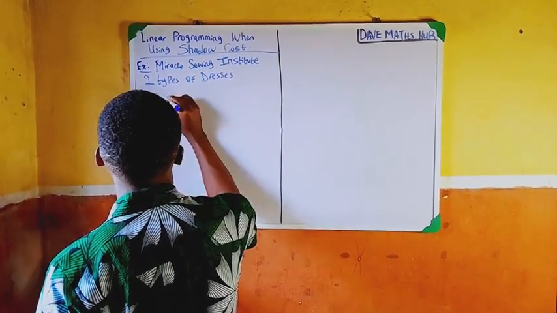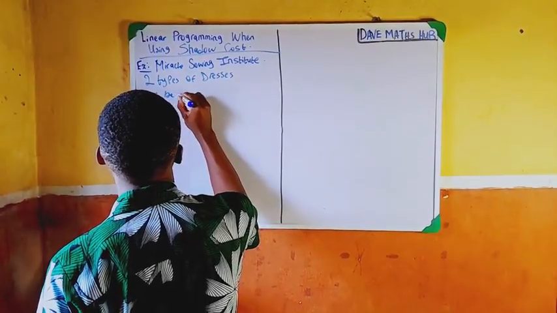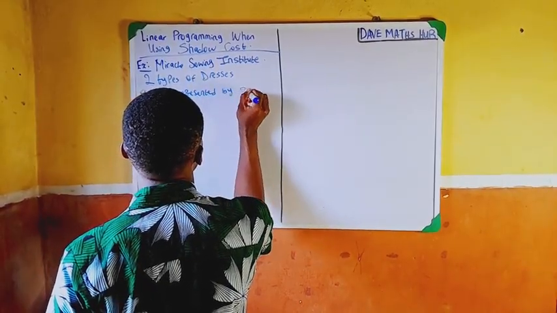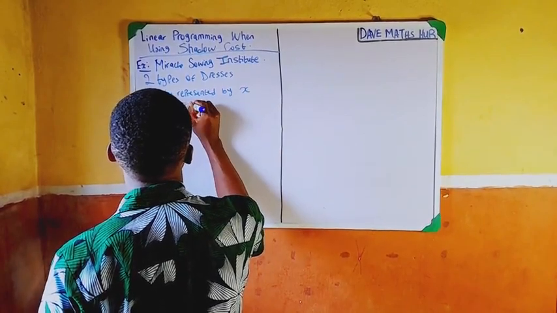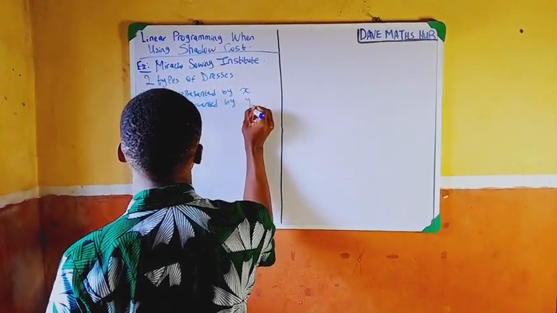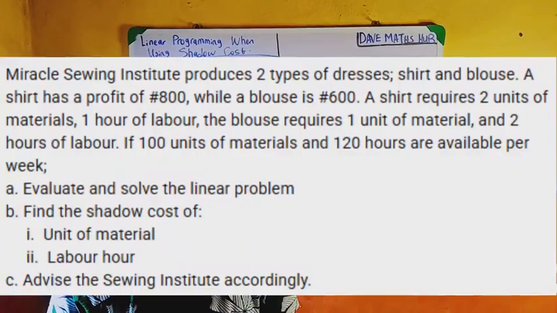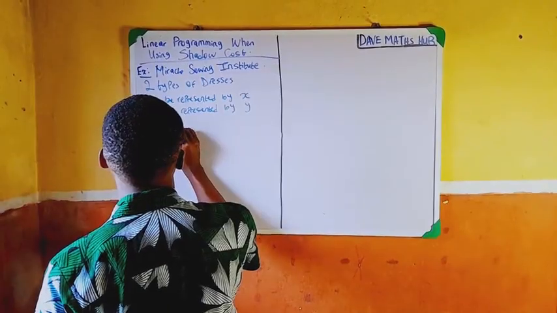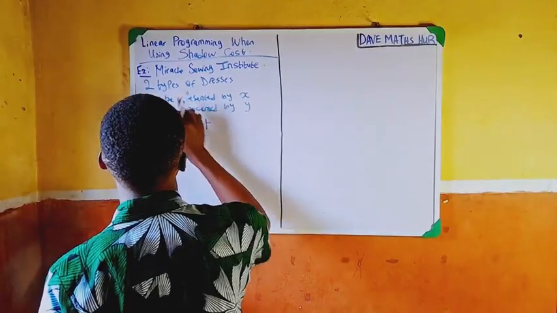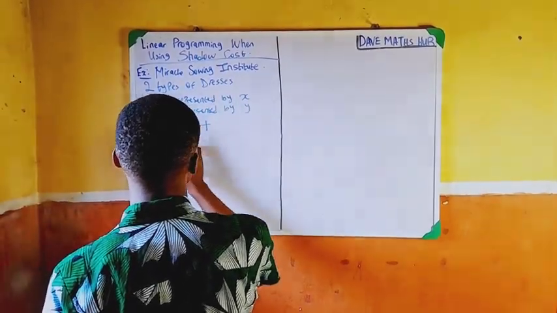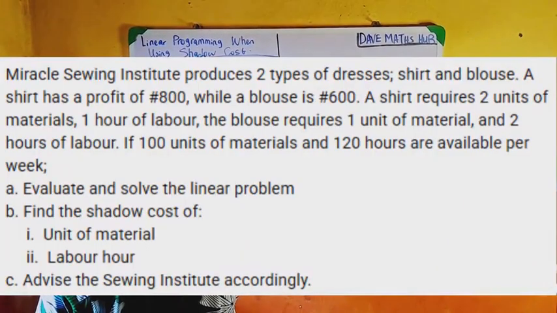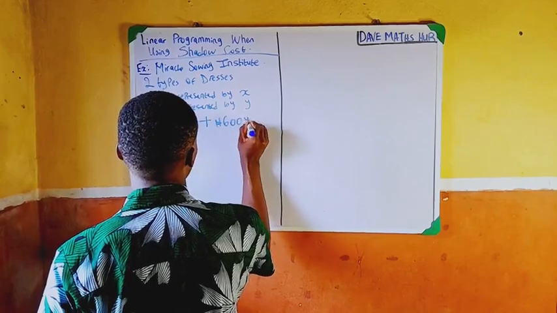But before that, let us represent shirts by X and blouse by Y. So from this now, it said a shirt has a profit of 800 naira, which will be 800X plus. The reason why it's plus is because it's possessing the 2 of them, so we want to know the addition of both. And the blouse has a profit of 600 naira, which will be 600Y.